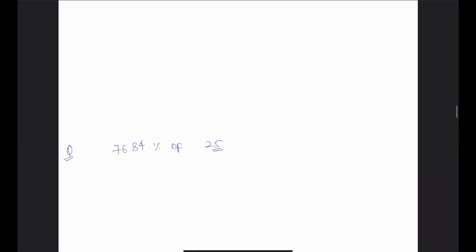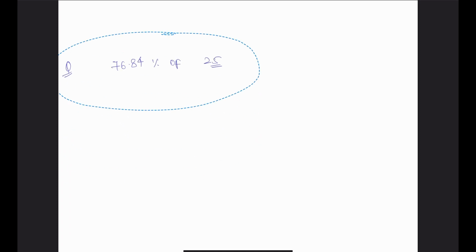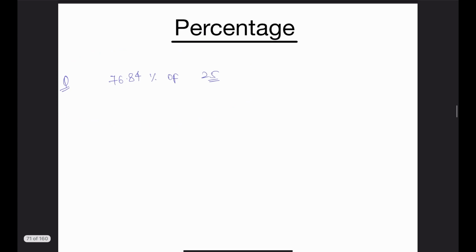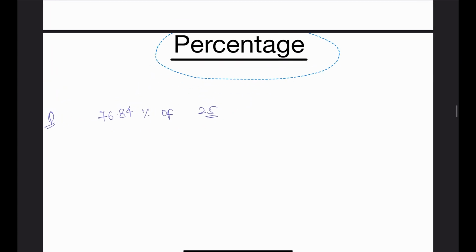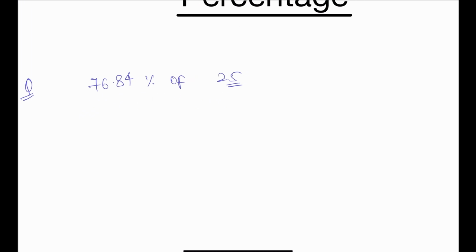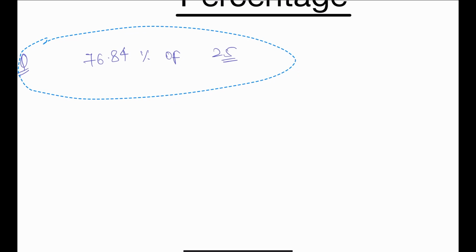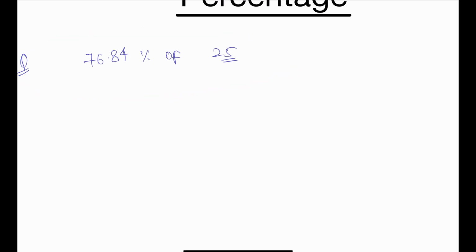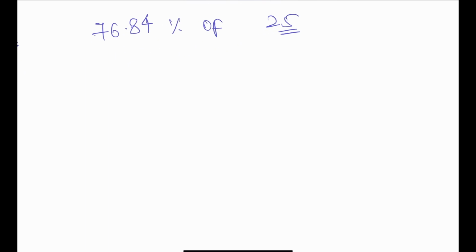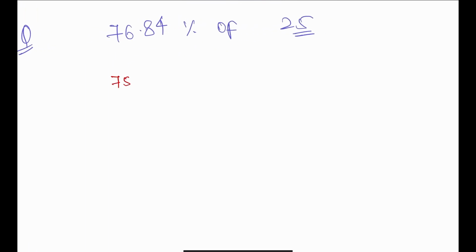So before starting percentage, there is this question: if someone asks us to solve in a few seconds, how are we going to approach it? So that is the question, that we need to find this value. So let's just start solving. There can be two ways. First way is, let's take the blue pen, first take 75% plus 1% plus 0.8% plus 0.04%, which is approximately negligible.